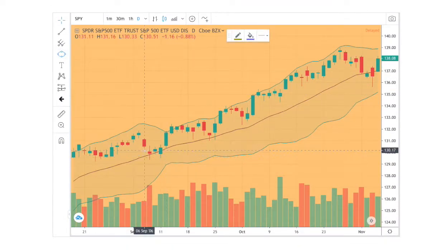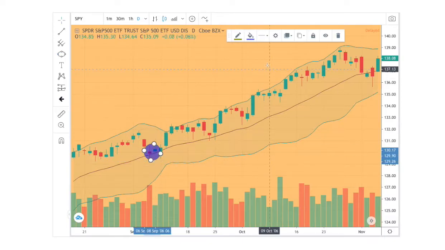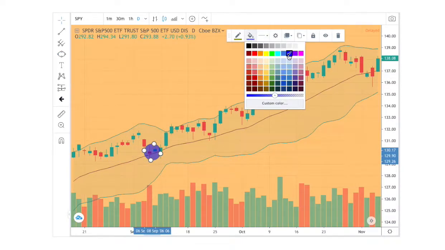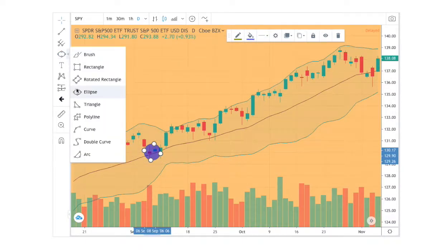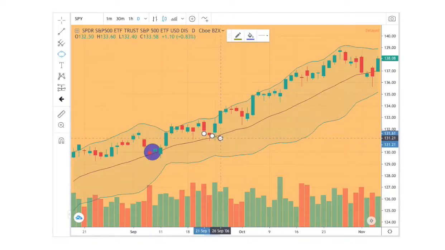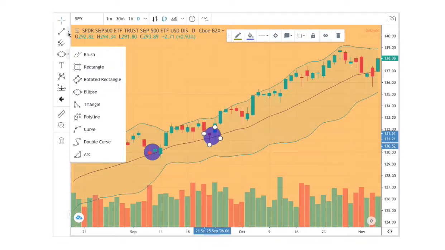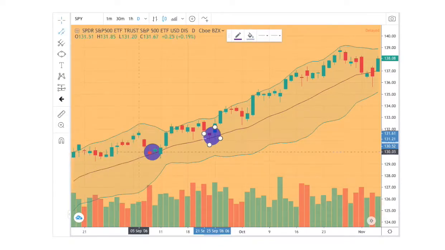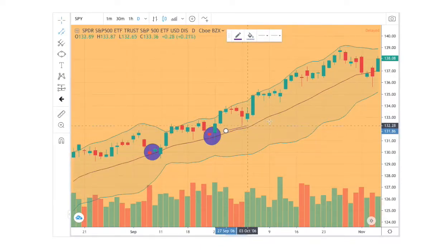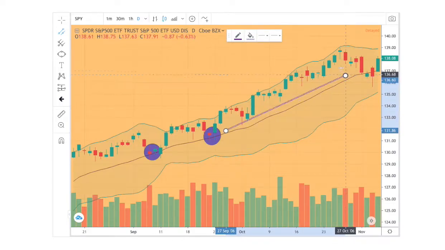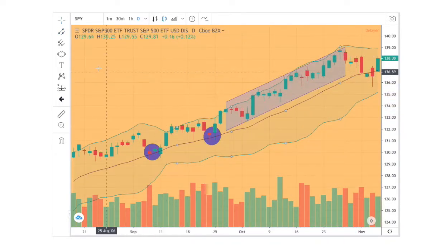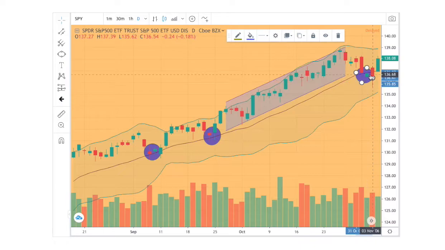So again, we have a touch on the middle Bollinger Band, and then another touch on the middle Bollinger Band. If you're not familiar with the Bollinger Band, it's a tool used to measure price level and volatility. So after two touches, we have several weeks of uptrend, and after that, we found a floor on the middle Bollinger Band once more.